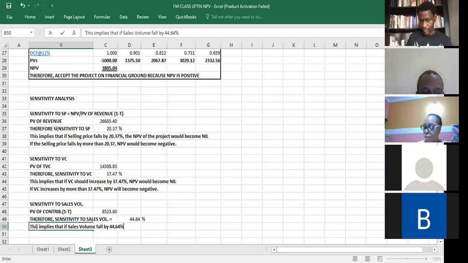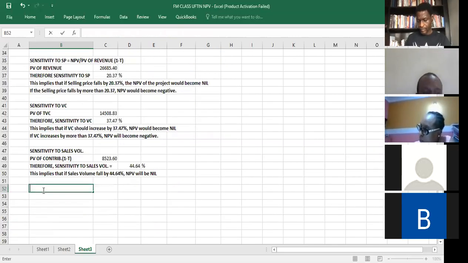NPV will be 0. And of course, if sales volume falls by more than 44.64%, then NPV will become negative. Yes. Okay. Then sensitivity to fixed cost.